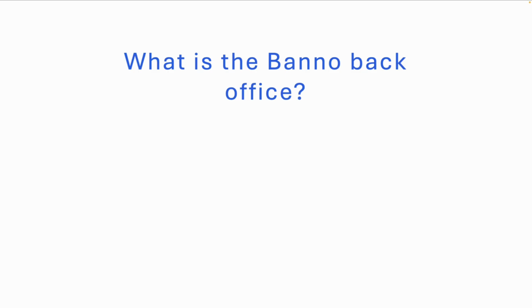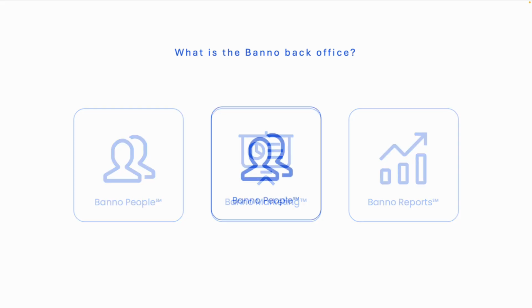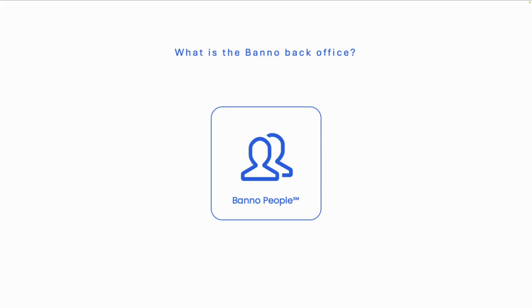Think of the backoffice as your interface to manage all things from institutional configuration to user settings. There are three main components to the Banno Backoffice we will cover today: Banno People, Banno Marketing, and Banno Reports. Banno People is where you can manage all aspects of user accounts, everything from account lookup to managing permission for specific users. You can view accounts and history for users. You also have the ability to perform actions such as password reset and unlocking accounts. This is the feature we will be demonstrating using the digital toolkit.